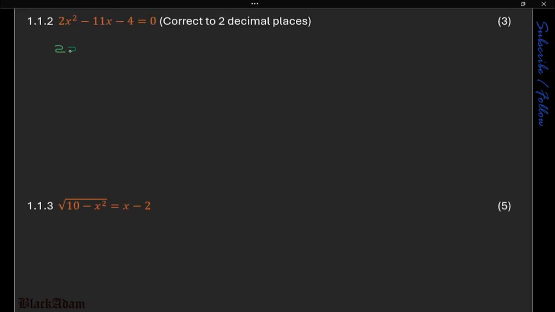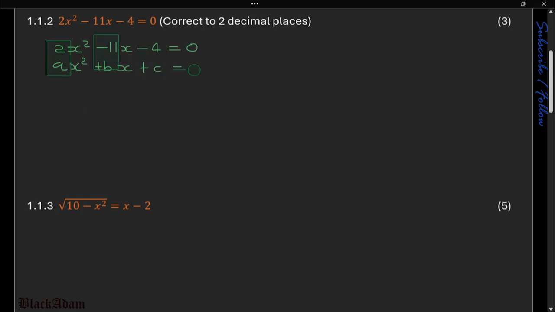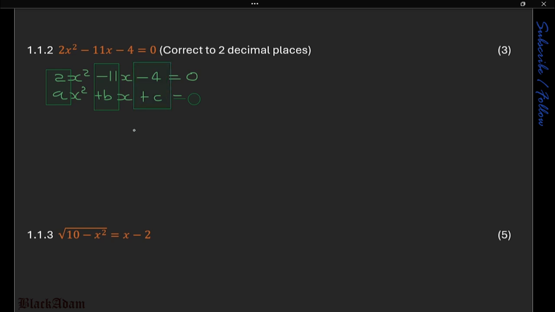So we need to write the equation as is, which is 2x squared minus 11x minus 4 equals 0. Standard form is ax squared plus bx plus c. From there we know that our a is 2, our b is negative 11, and our c is negative 4. Then we use the quadratic formula, which is negative b plus or minus the root of b squared minus 4ac, all over 2a.